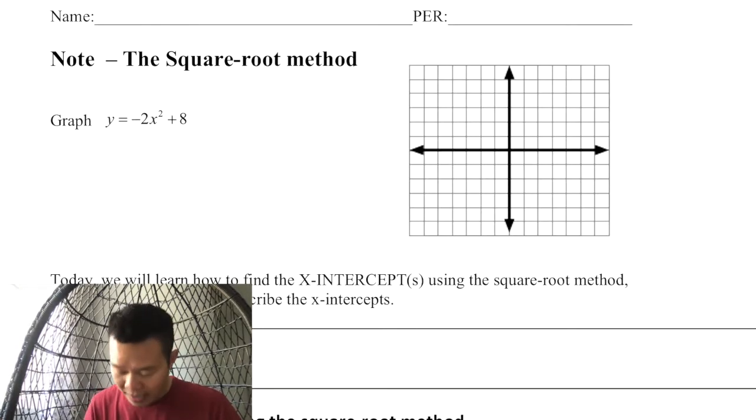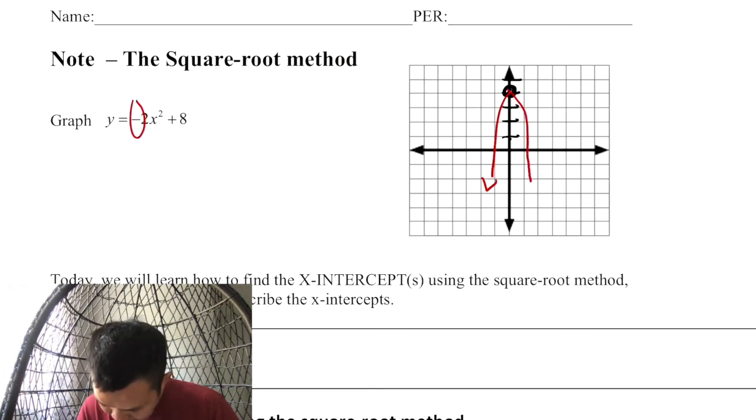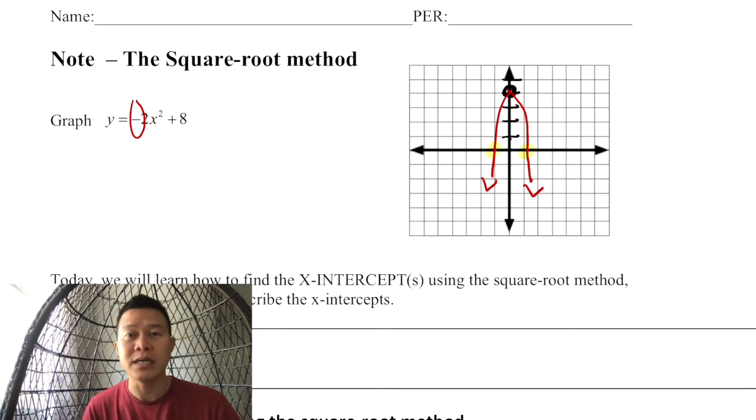Alright, so you saw the graph. The graph looks like this. It has 8 units moving in the y direction, so 2, 4, 6, 8. And the graph opens down because a is negative, right? A is negative, the graph opens down, and it crosses the x-axis at these points, as you can see.